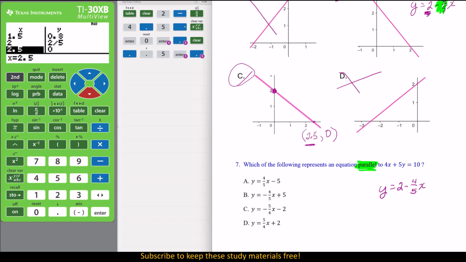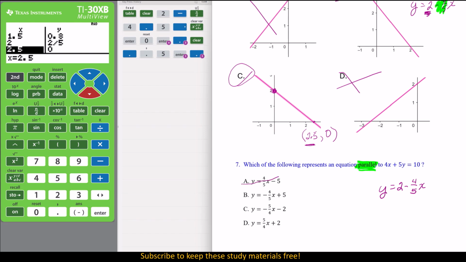Okay, how do we know something is parallel? If it's parallel, it has the very same slope. The b value is irrelevant. It just can't be 2. Anything but 2. Because if it was the same slope and the same y-intercept of 2, it would be the same line. So let's see what we have here.